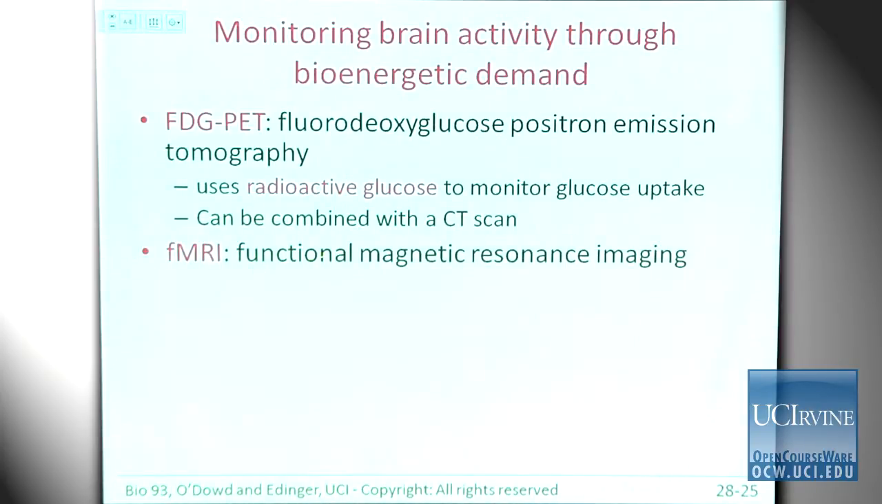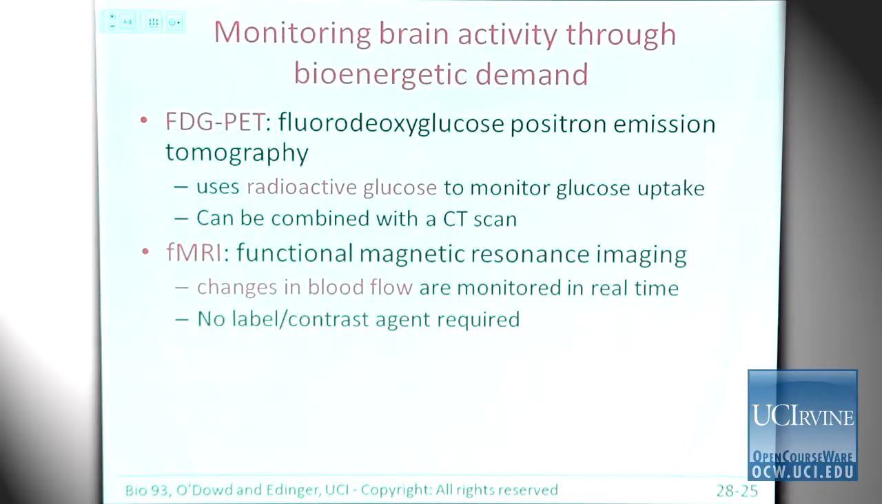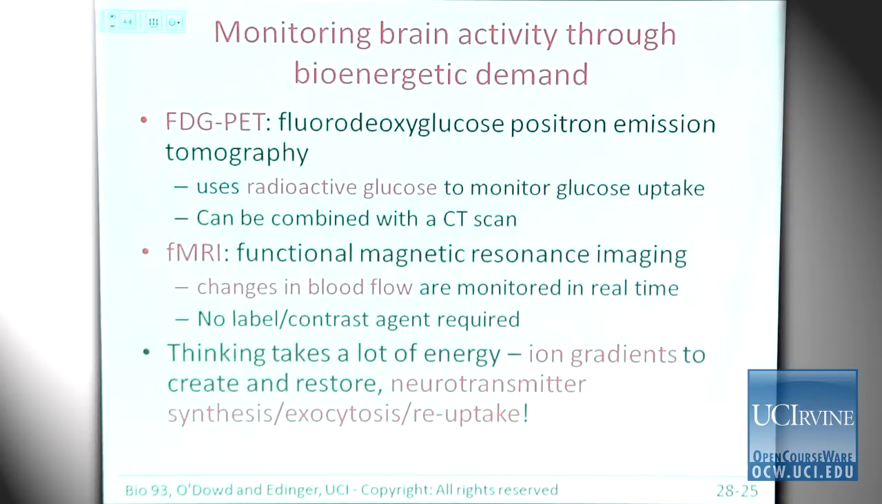fMRI stands for functional magnetic resonance imaging. And in this case, you're measuring changes in blood flow. So the blood is, of course, delivering glucose to the neurons as well as oxygen. And in this case, you don't need any label or contrast. MRI looks at water molecules, and you can look at the change in blood flow without any contrast agent involved.